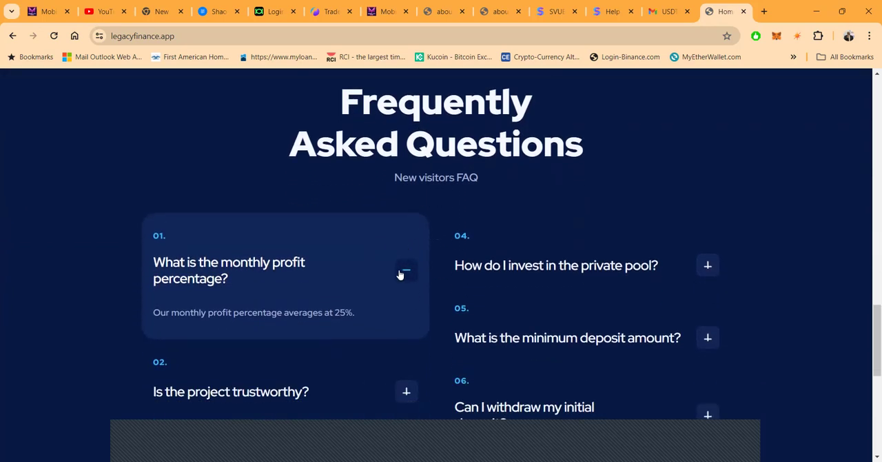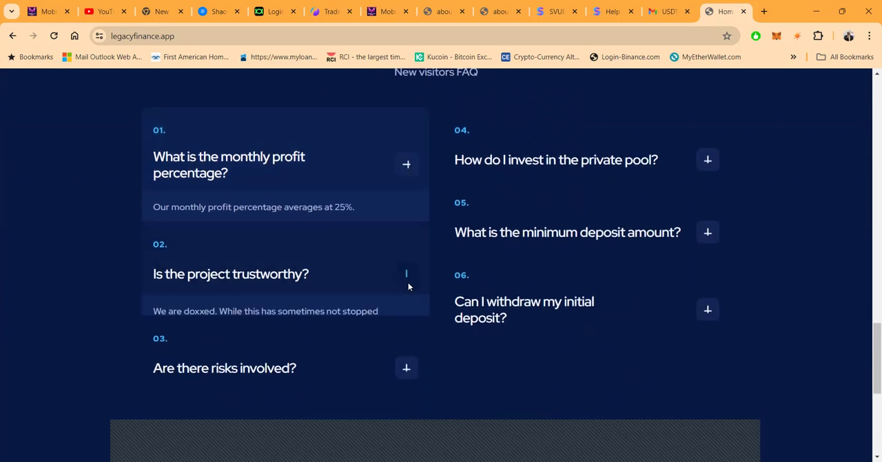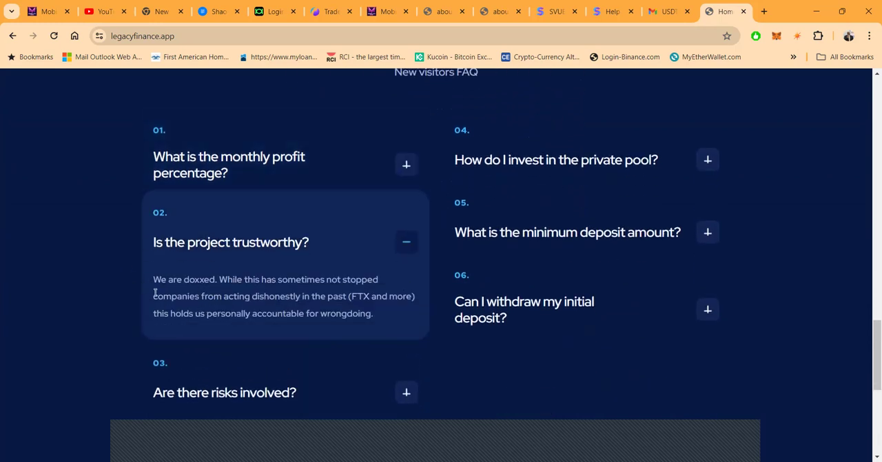And then for the frequently asked questions, how much do I get paid? Everybody wants to know. Well, on average 25% per month. Is the project trustworthy? Their CEO is doxxed. So I got a video of their CEO. I can't remember his name off the top of my head. Forgive me, but he is doxxed. He's a real person, right?